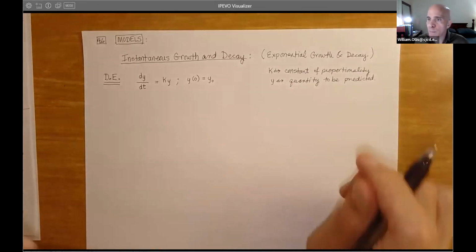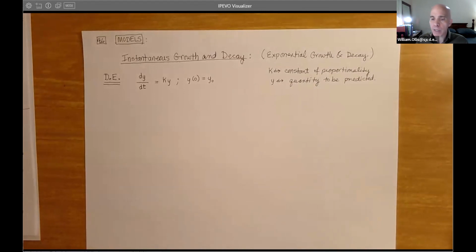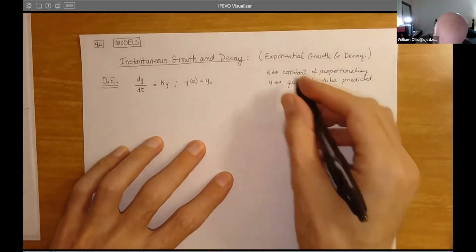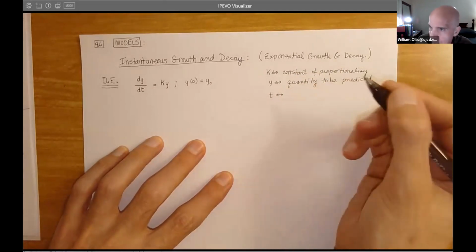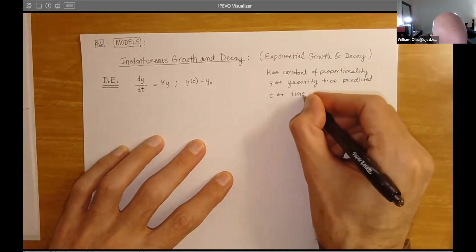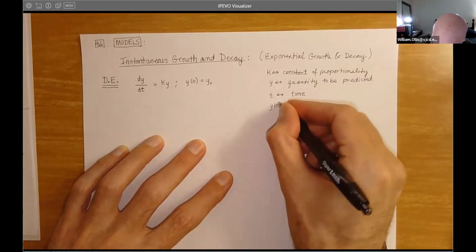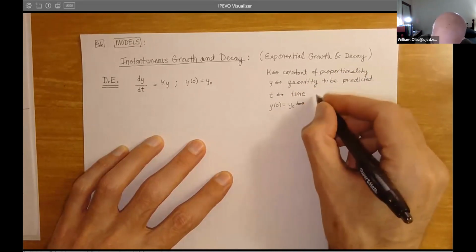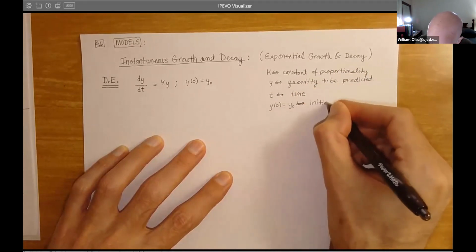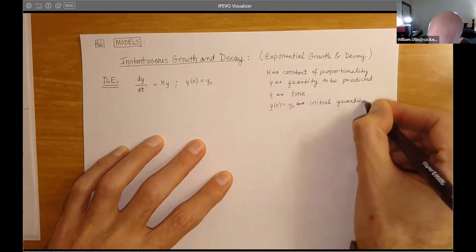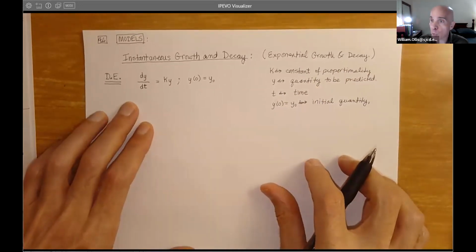So we want our model to be like a fortune teller, to say if we input a certain time, then we will have a prediction of the quantity y. And then t will be time, maybe it's in minutes, maybe it's in years, days, whatever, time. And then, like I say here, y of 0 or y sub 0 will correspond to the initial quantity. This is just standard notation and terminology for these types of equations.